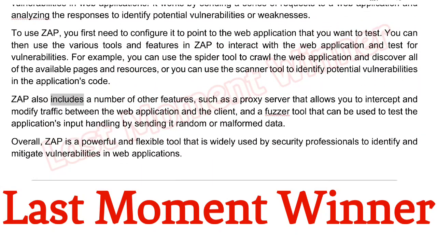ZAP also includes a number of other features, such as a proxy server that allows you to intercept and modify traffic between the web application and the client, and a fuzzer tool that can be used to test the application's input handling by sending it random or malformed data.